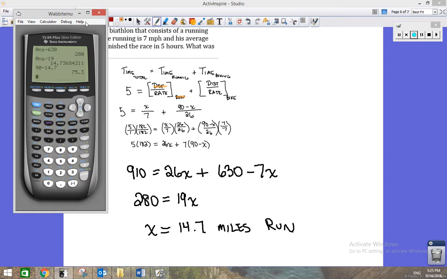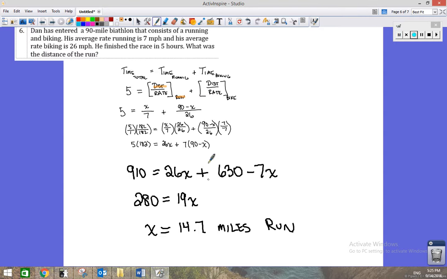Didn't ask for that, but just wanted to illustrate that. So I believe we're done. What was the distance of the run? We defined that to be x, and we solved for x and rounded it to the nearest tenth, and 14.7 miles. Hope that helps.